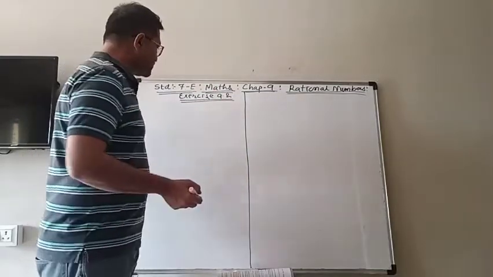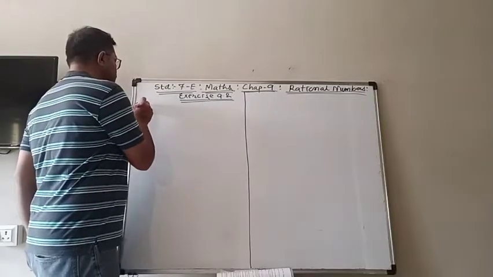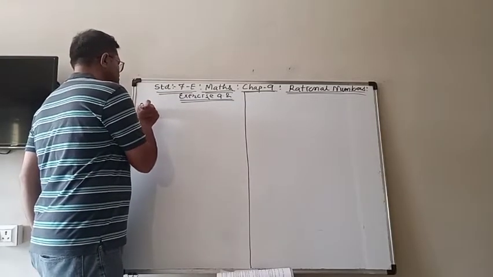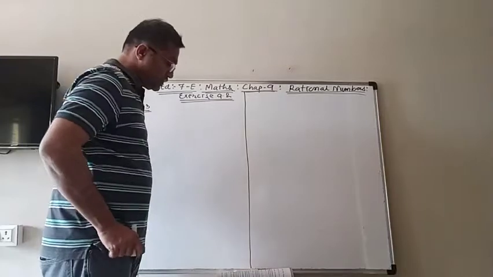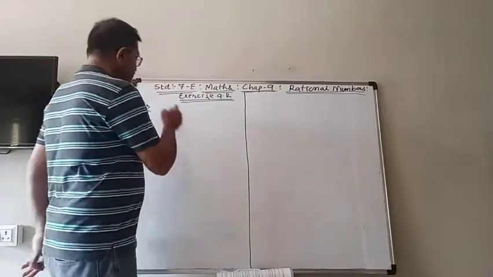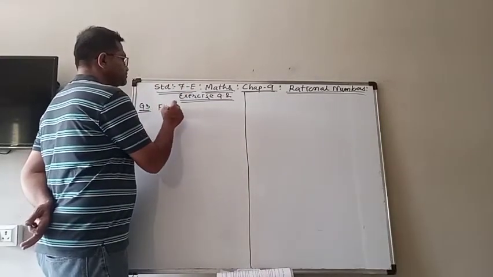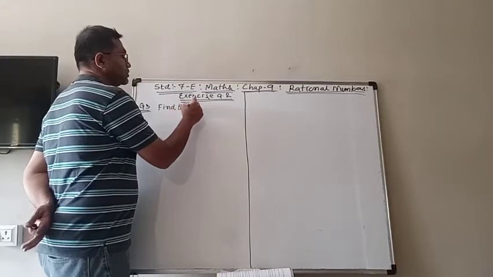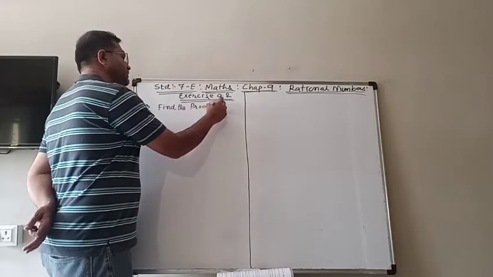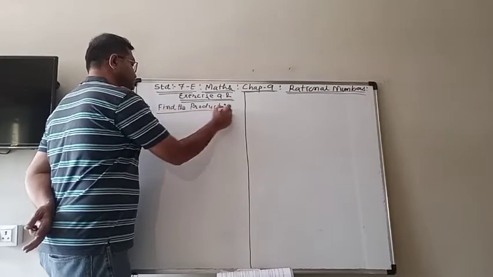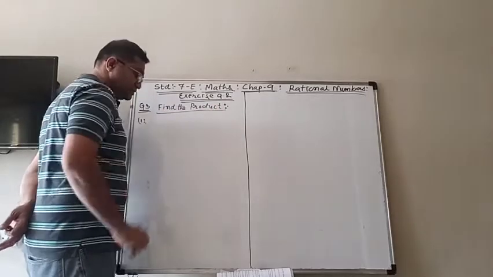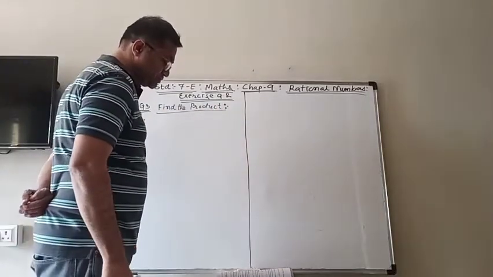In which exercise 9.2, question 1 and 2 were finished. So let's start with question number 3. Find the product. So the multiplications are there. Let's take the first question.